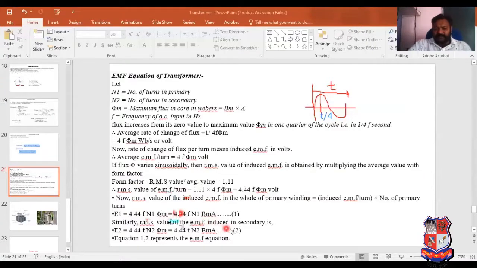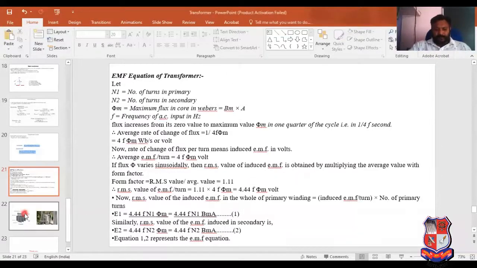Similarly, the RMS value of EMF induced in secondary, E2, will be the same equation, only the terms will change. Here you are seeing 4.44 F N2 phi m, equal to 4.44 F N2 BmA. So this is your EMF equation. Got it? Fine.